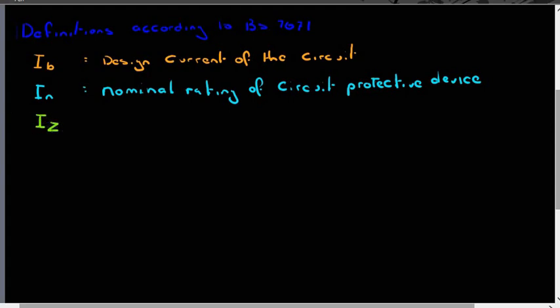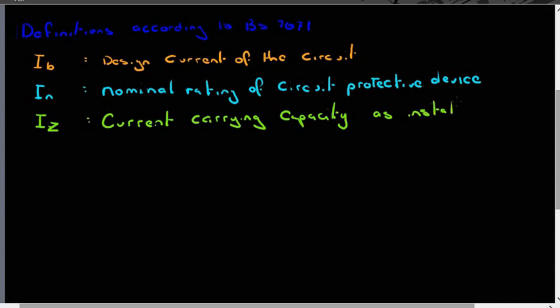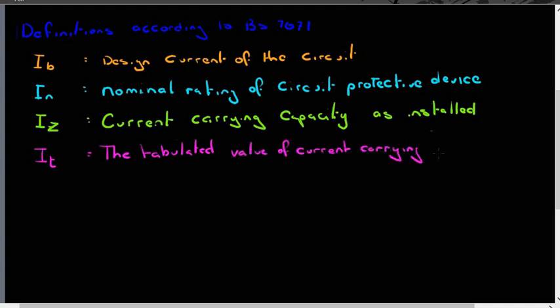That's followed by IZ. Now, IZ is the current carrying capacity required by your cable. So if the IZ is 6 amps, it means that your cable needs to be able to carry 6 amps. And lastly, we've got IT, which is the tabulated value that the cable can carry, and it's tabulated in BS 7671. Again, appendix 4.